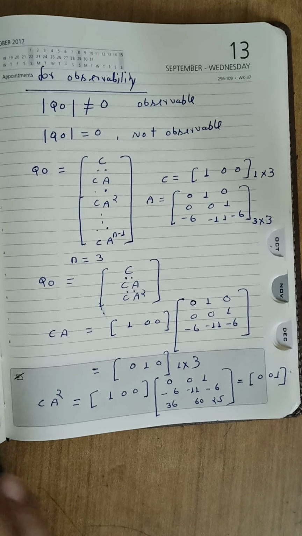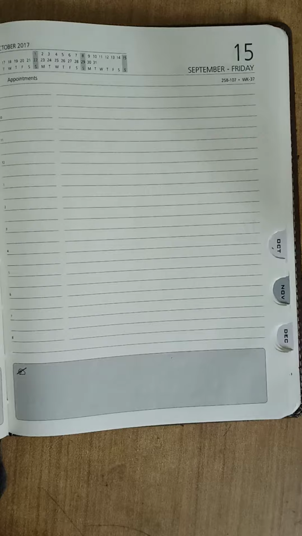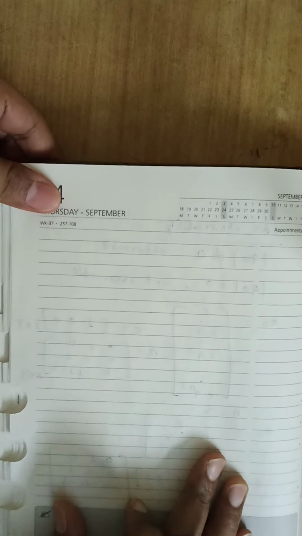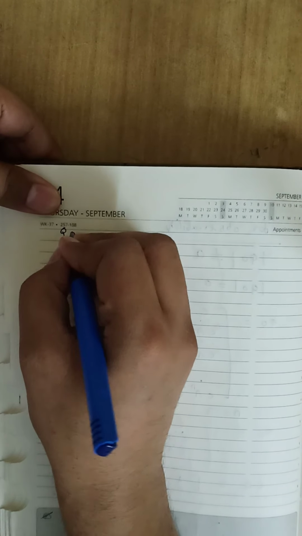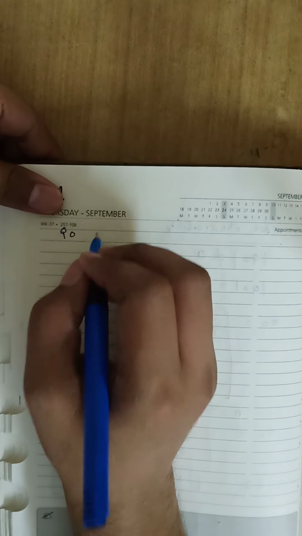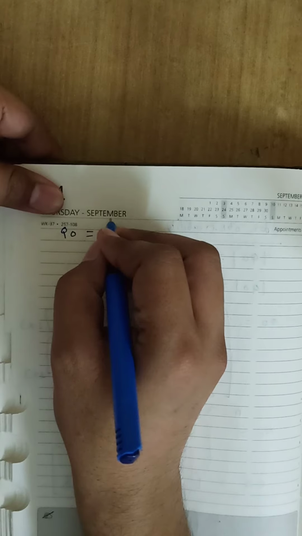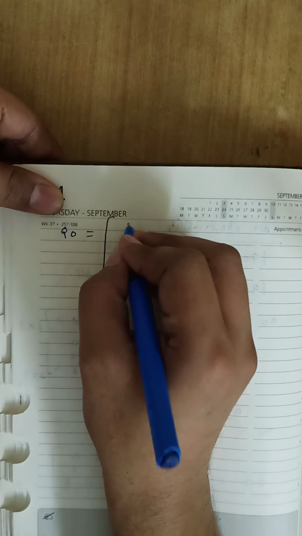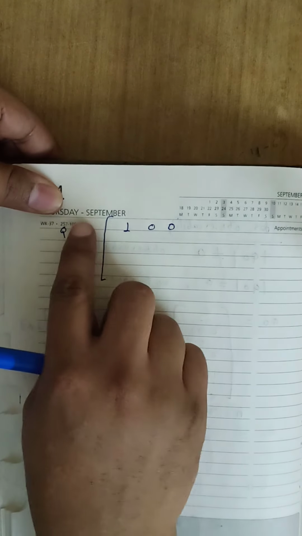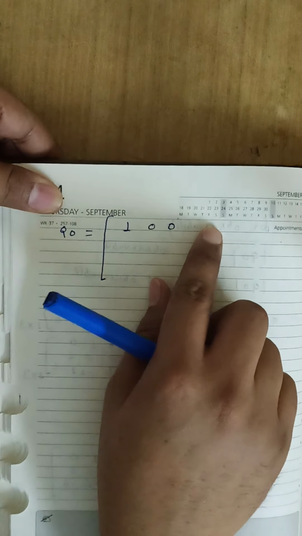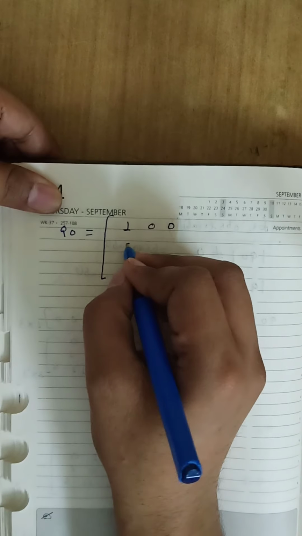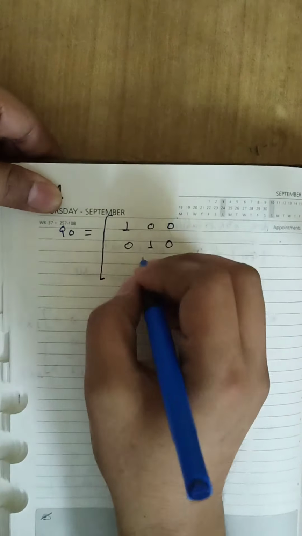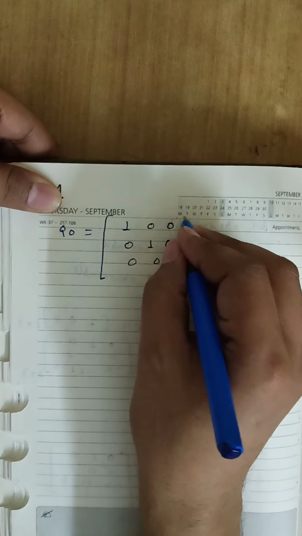Now let us see how we can define the matrix Q naught, or observability test matrix, or observability matrix. So here Q naught is defined according to the value of C. It is 1 0 0. This will define the first row. CA will define the second row, value 0 1 0. CA square will define the third row, value 0 0 1.